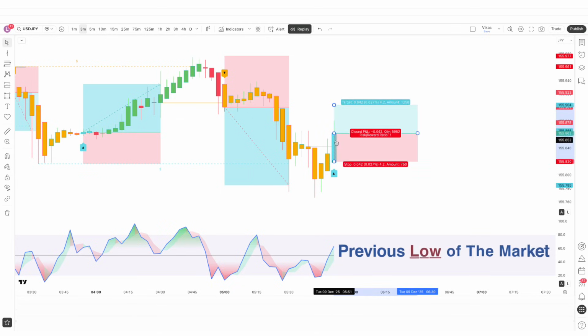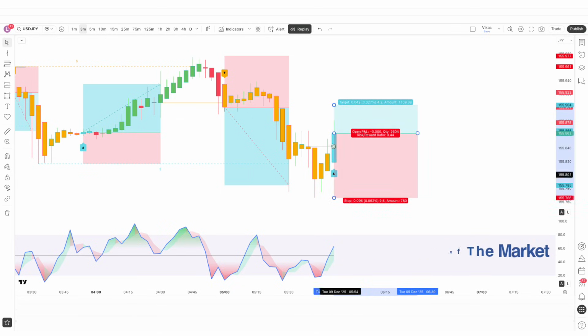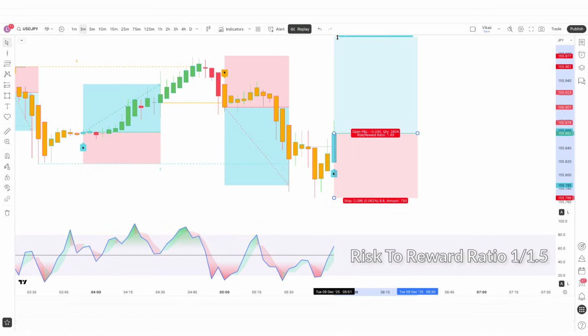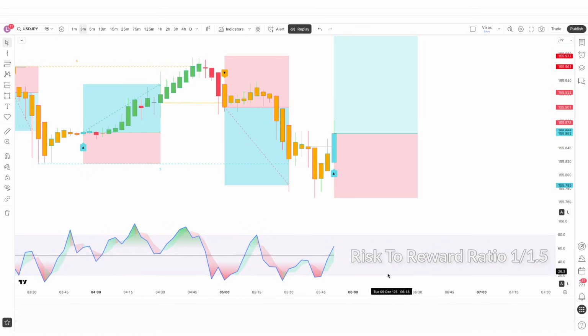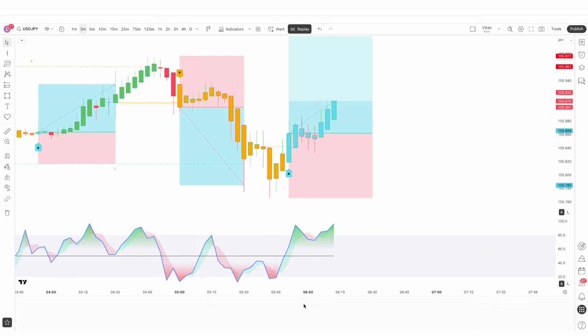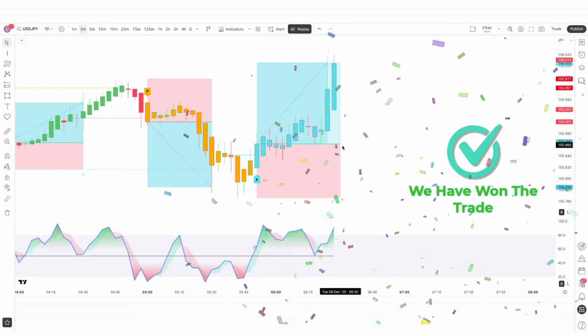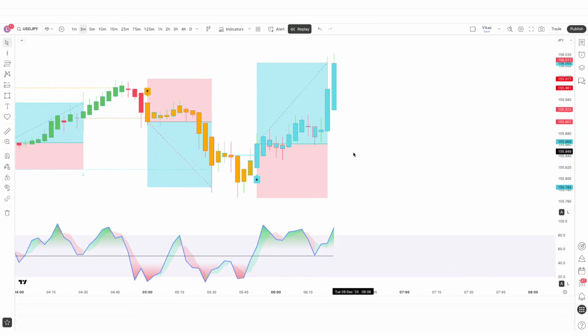Our stop loss is to be placed at the previous low of the market. And the risk to reward ratio will be 1:1.5. Our trade is running in profit. We have won the trade. Let's find the next trade.